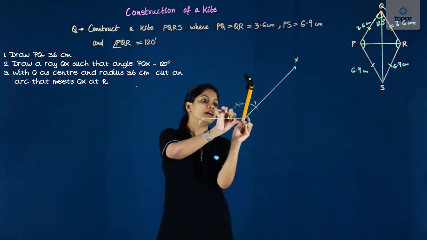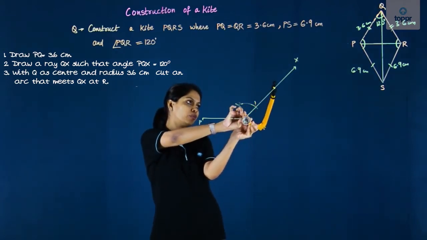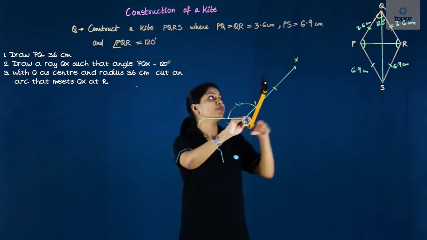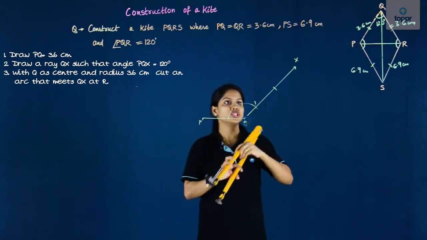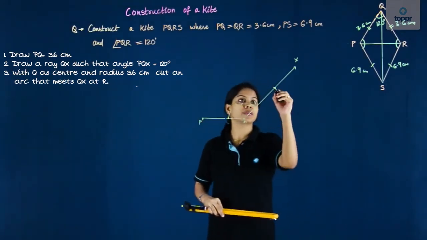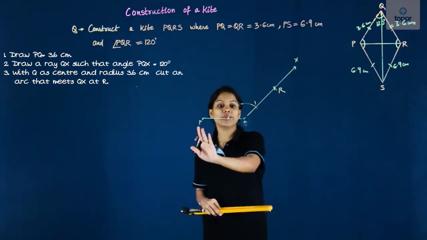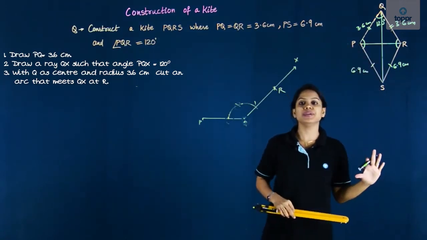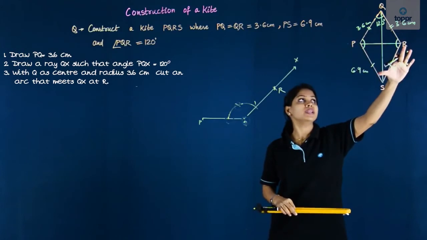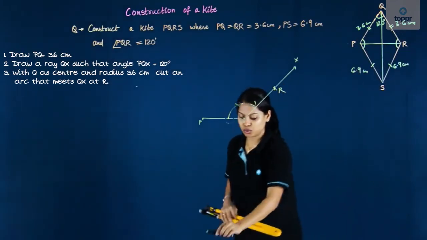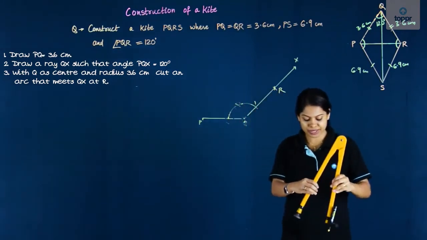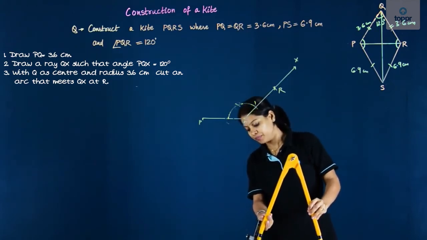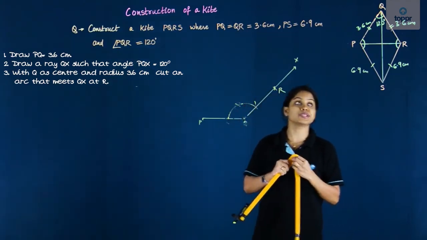So this is 3.6. I'll place the needle at Q and cut an arc of 3.6 measure. Now, which point is 3.6 centimeters away from Q? If you look at the rough diagram, the point is R. So this point that I have here is the point R. So now we have located 3 points. We only need to locate S. And S is 6.9 centimeters away from P and 6.9 centimeters away from R also. So we need to measure 6.9 centimeters now. So this here is 6.9 centimeters.